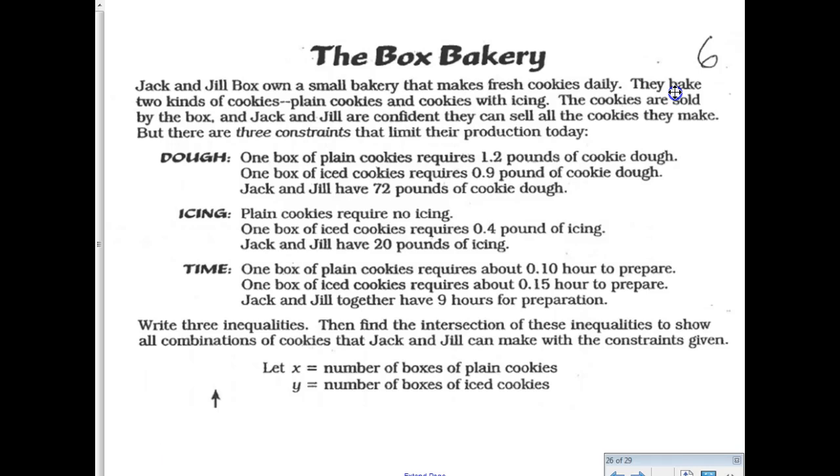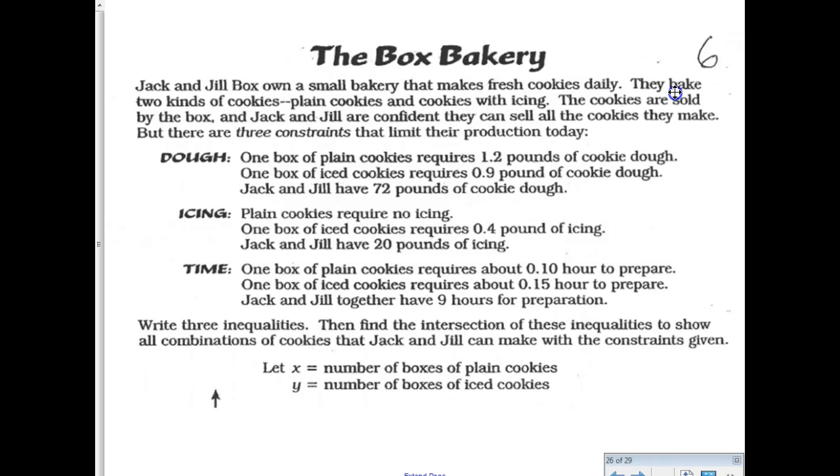But there are other logistical problems that they have to think about because they own a business. So the dough, for instance, they only have 72 pounds of cookie dough in their kitchen. And they know from their experience that plain cookies require 1.2 pounds of cookie dough for a box. And then iced cookies require 0.9 pounds of cookie dough for a box. So there are also similar constraints for the icing. In their store, they have 20 pounds of icing. But plain cookies don't take any icing, while the other cookies take 0.4 pounds of icing per box.